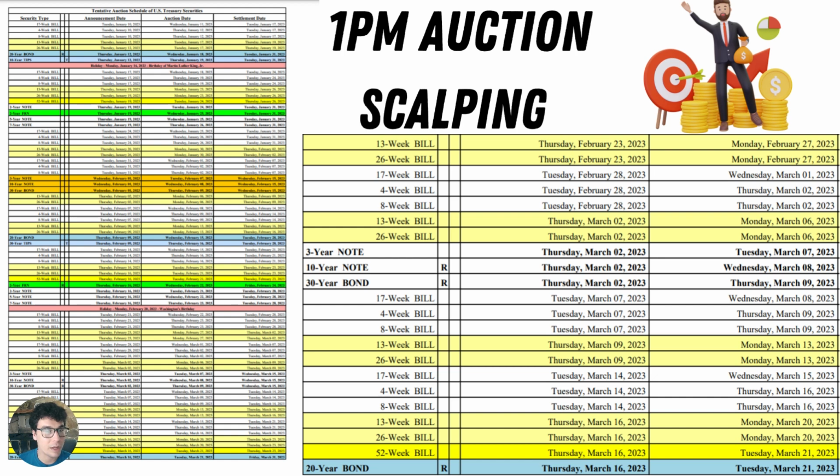We're also pretty aware of the fact that things might be chopping around from 11 to 1, really just setting up for the next move. A lot of times you can see a nice little move develop after 1 p.m., starting around 1 p.m.